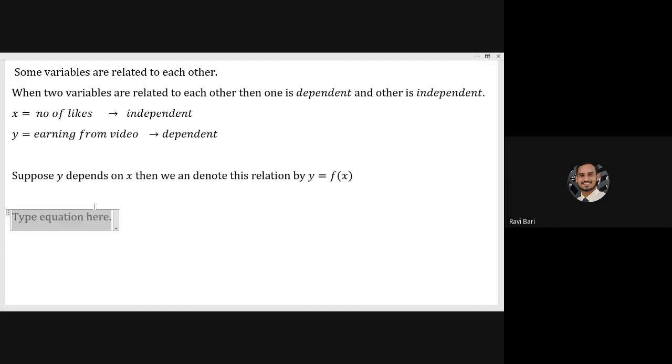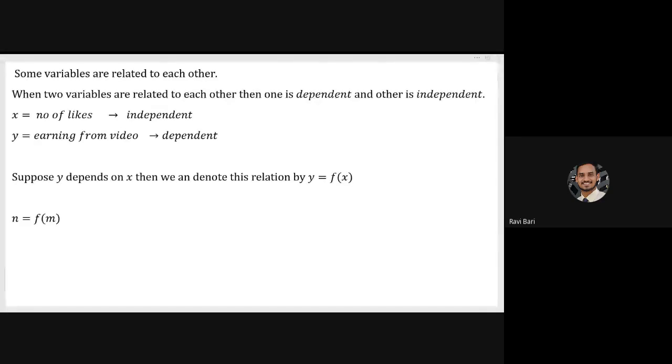So suppose I have written n is equal to f of m, then which one is dependent and which one is independent? Tell me, which one is dependent, m or n? Very good. So n, the value of n depends on m. Wonderful, very nice.